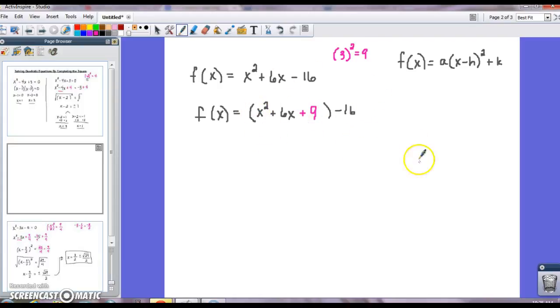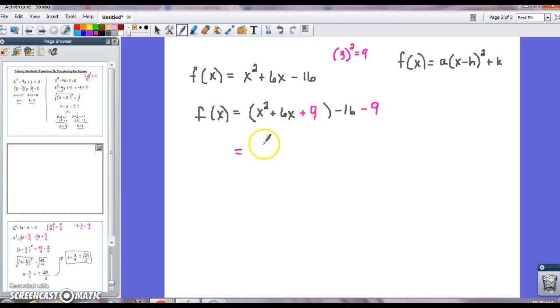Because I didn't move anything over to the other side of my equation, but I still need to maintain the value of that original equation that I started with, because I added 9, I now need to subtract 9. Okay? Because if I don't, then I will no longer have equality.